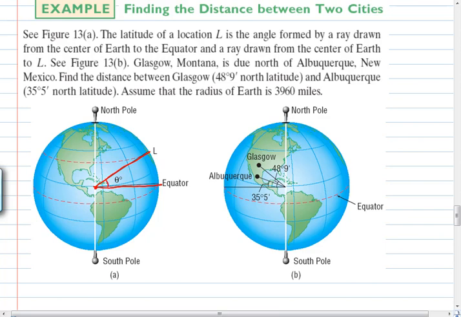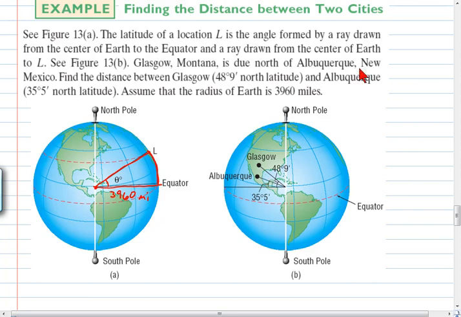If we find out what that angle is from the equator up to a particular line of latitude, and we know the radius of the Earth is 3,960 miles, we can use that information then to find the length. Because of the curvature of the Earth, we can't just draw a straight line. We can use the arc length formula, S equals R theta, in order to find the distance between 2 points on the globe, as long as they line up north to south.